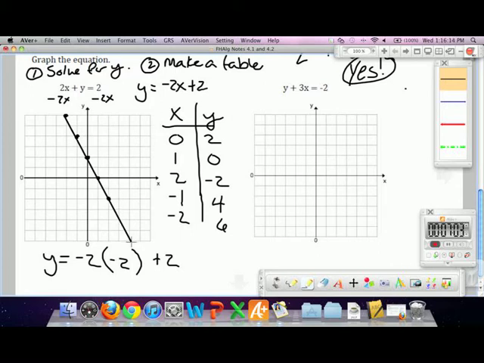Let's try it again real quick. Let's first rewrite the second equation in terms of y. Solve the equation for y. What needs to happen here to get y equals? Subtract 3x. So this equation really should be y equals -3x minus 2, or -2 minus 3x. It's the same thing. I'm going to write it in slope-intercept form. Then we'll make a table of values.